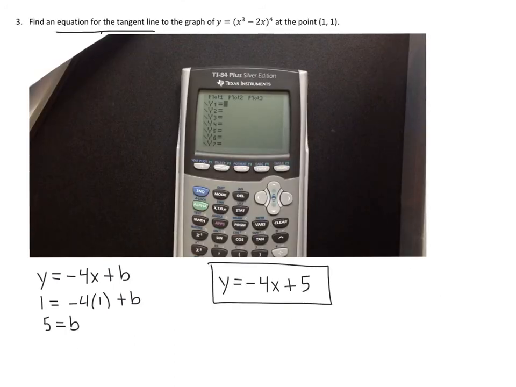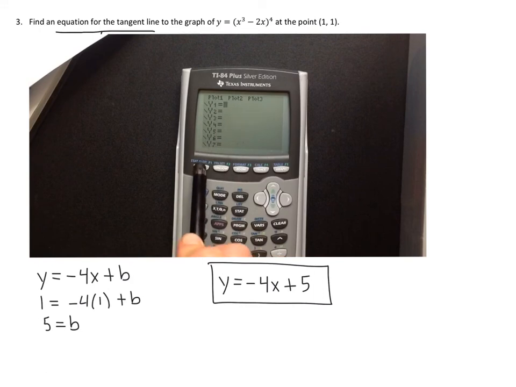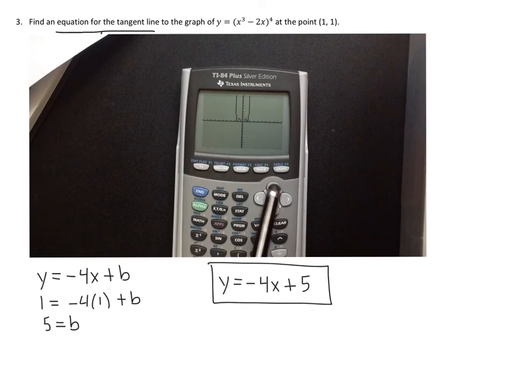I want to take a moment to give you a visualization of what we just found by using our graphing calculator. So I'm going to hit y equals, and under y1 type in the function given to us. So x cubed minus 2x raised to the 4th power. Next I'm going to hit graph, so it graphs the function for us.